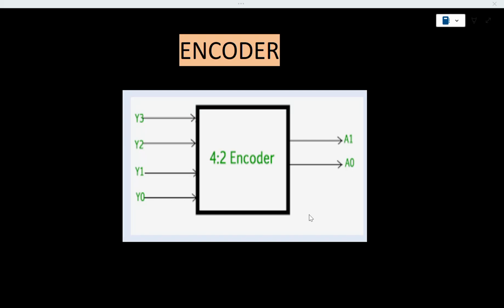So hi all, in this video we'll be seeing about encoder. So first coming to the block diagram. So here we are taking a 4 cross 2 encoder. So it has 4 inputs and 2 outputs.